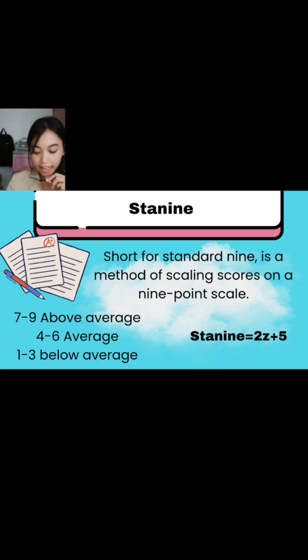So, I have here a normal curve of Stan 9. So these are the scales of Stan 9. So 1 to 3 is below average, 4 to 6 is average, and 7 to 9 is above average. So next, we will discuss the remaining topics.